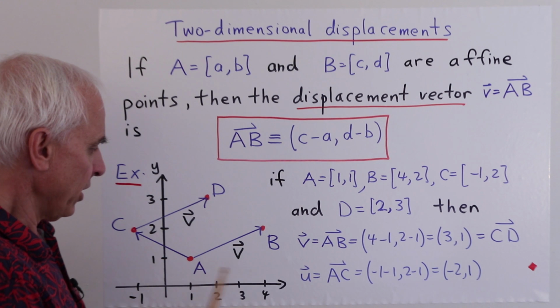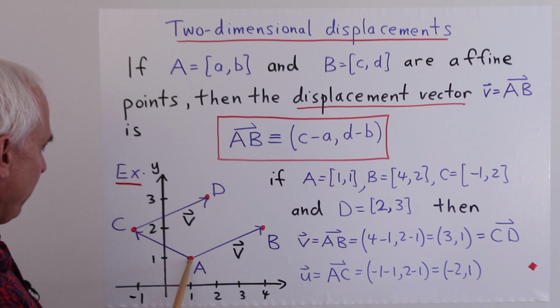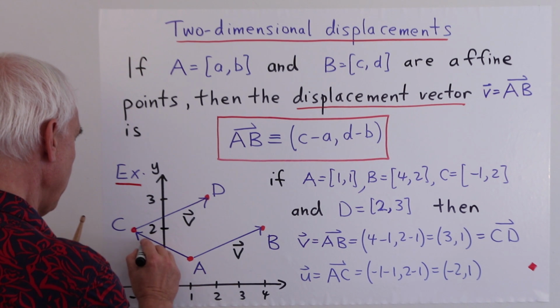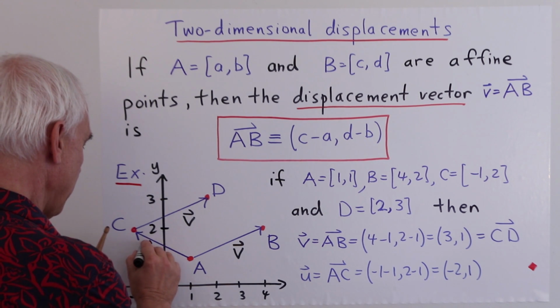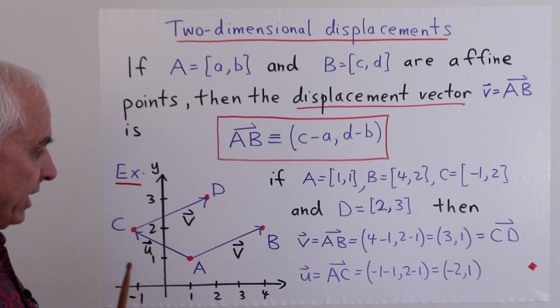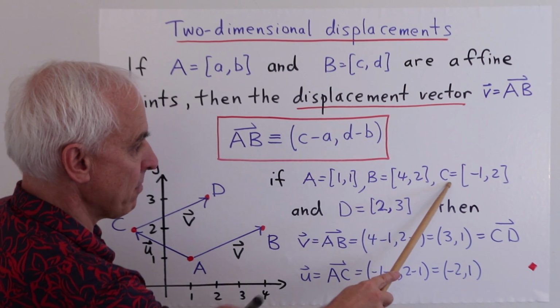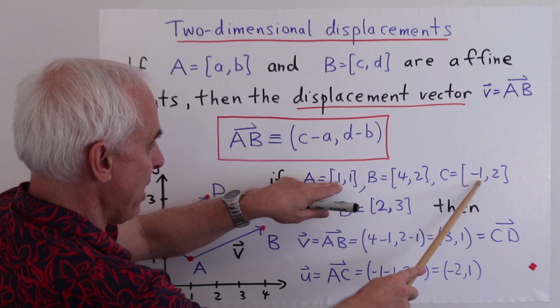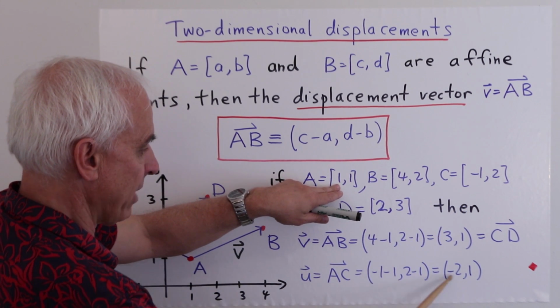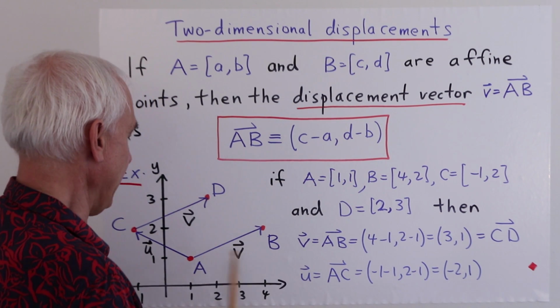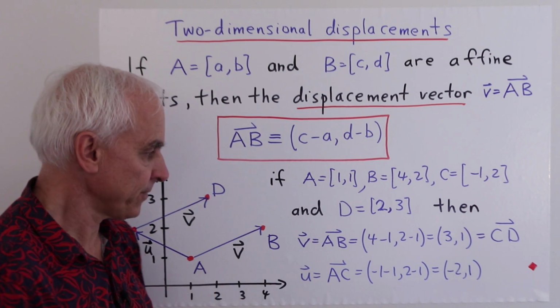And here's another one. U is, say, AC. That's going from here to here. Let's give that a name. Here's the vector U. Then, how do we calculate that? So it's going from A to C. So we take the C point and the A point and take the difference. Minus 1 minus 1 is minus 2. And 2 minus 1 is 1. So the vector AC is (-2, 1).